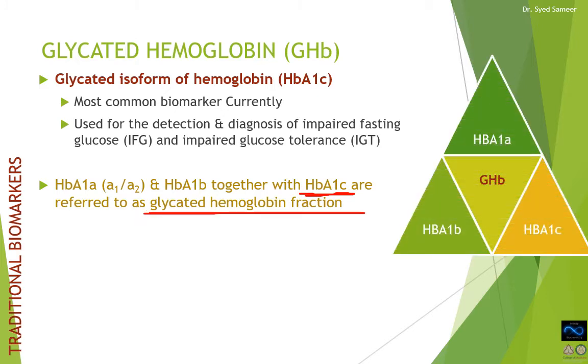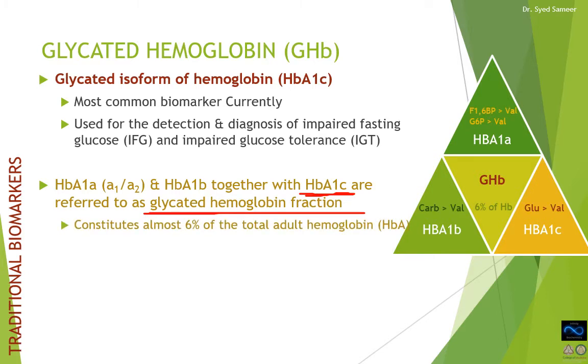As you can see on the right-hand side of the picture, these glycations happen in the hemoglobin, and when the hemoglobin gets glycated with the help of glucose, different isoforms of glycated hemoglobin are formed. Together they make up almost 6% of the total adult hemoglobin.